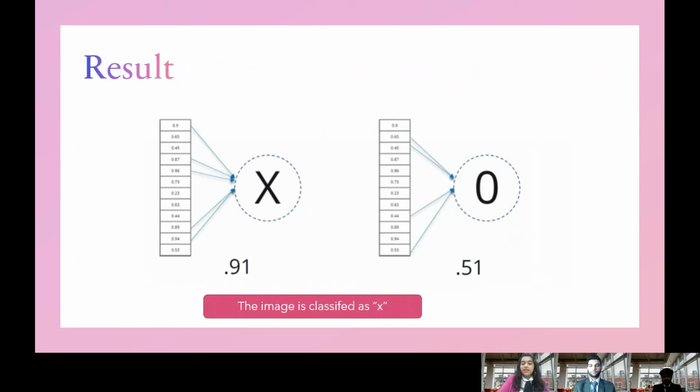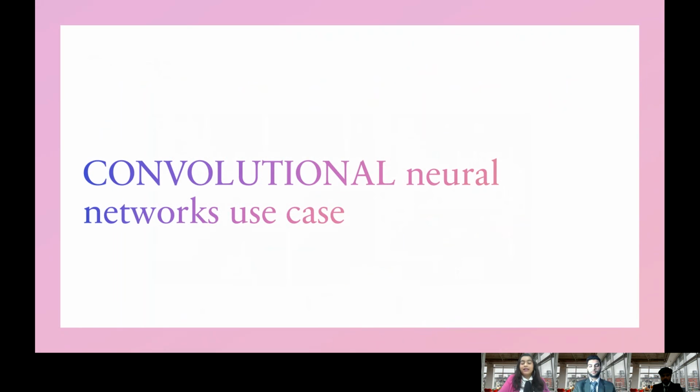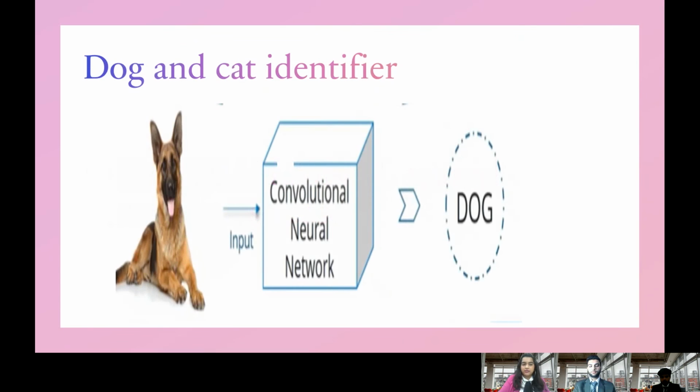Now we see the image will be classified as X if it has a value higher than 0.9. Similarly, the same case with O. Now we understand the convolutional neural network use case.